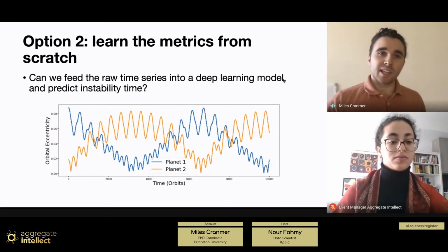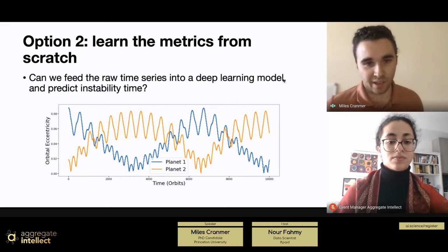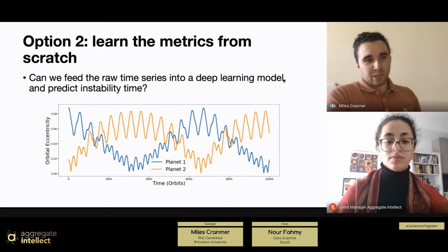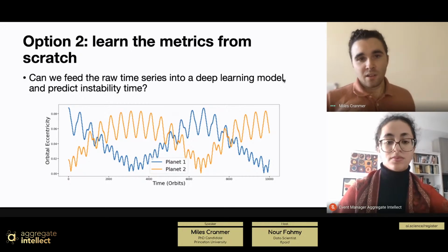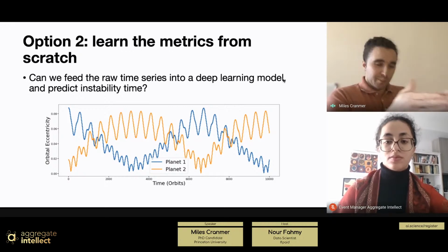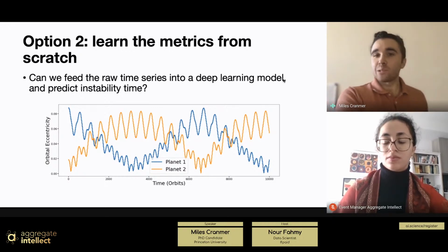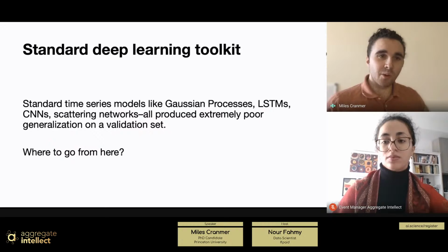But the second idea is, maybe these theoretically developed metrics don't take into account everything. If you give a deep learning system enough data, it should be able to find better metrics. So the second idea is, why don't we just feed the raw time series data into a deep learning model and have it predict the instability time, learning the metrics from scratch? So this is what we do.